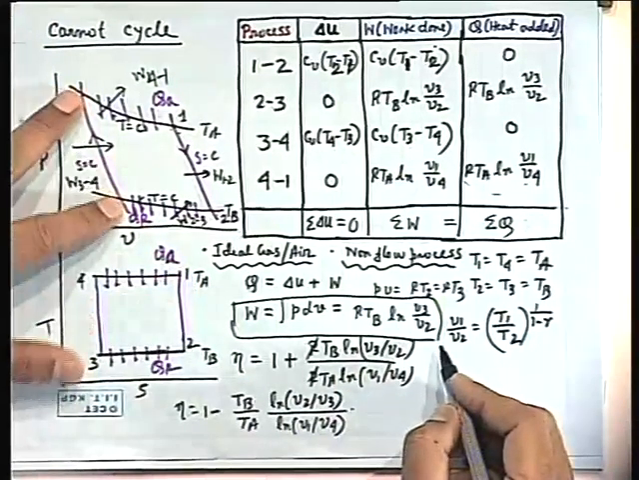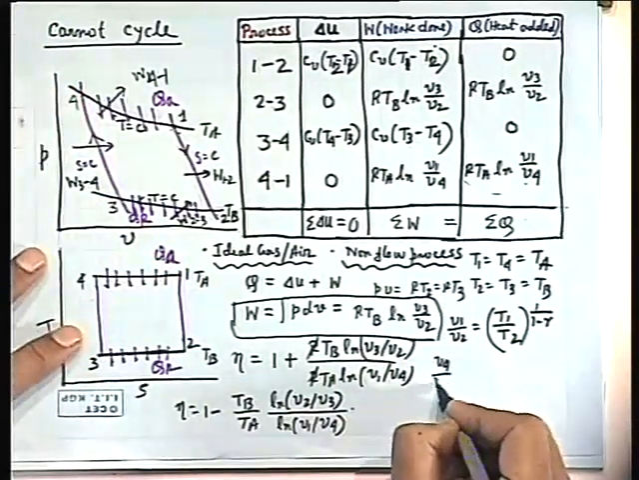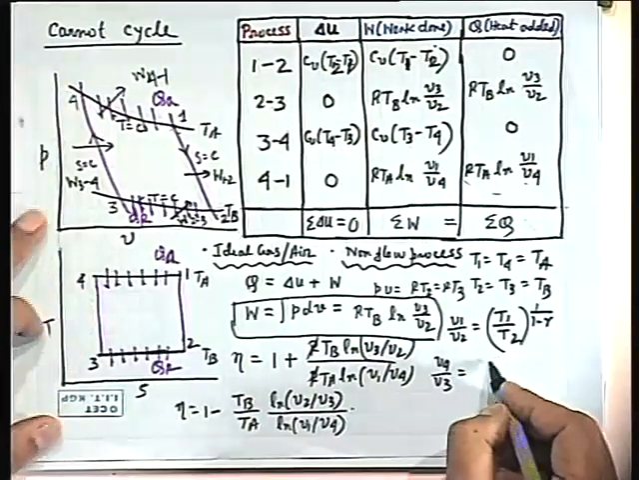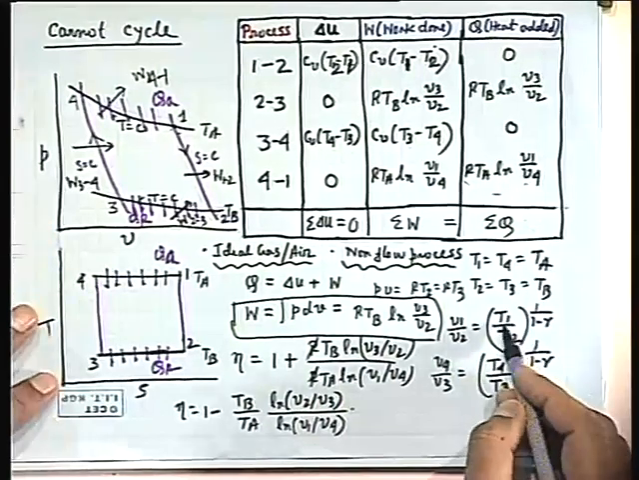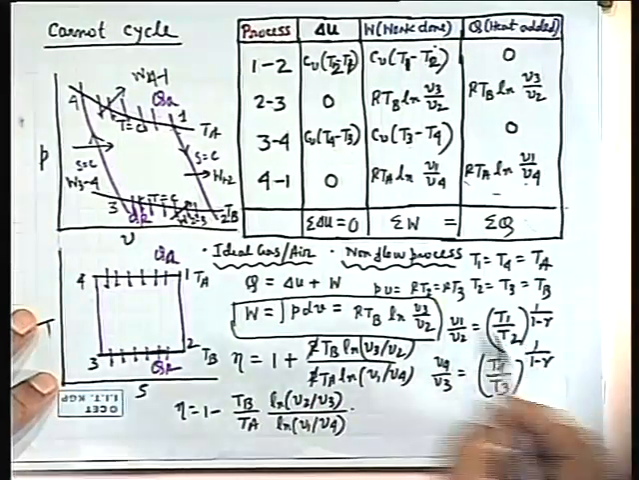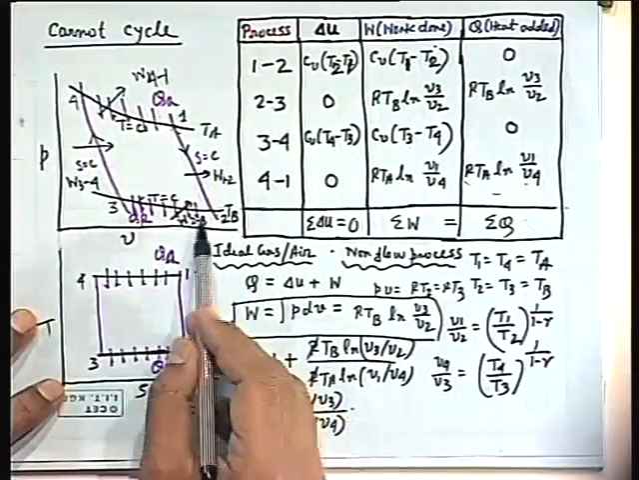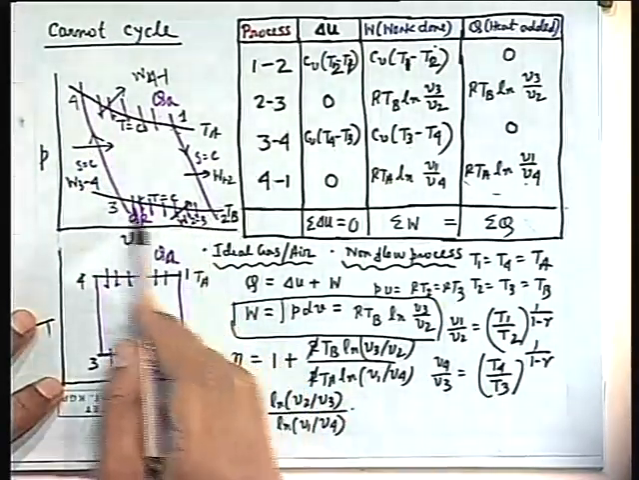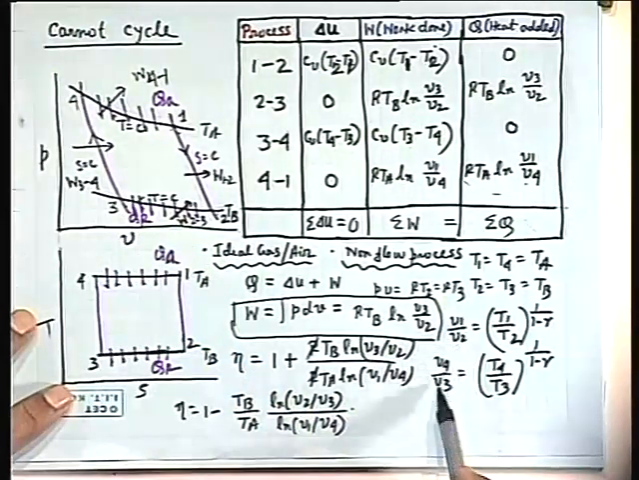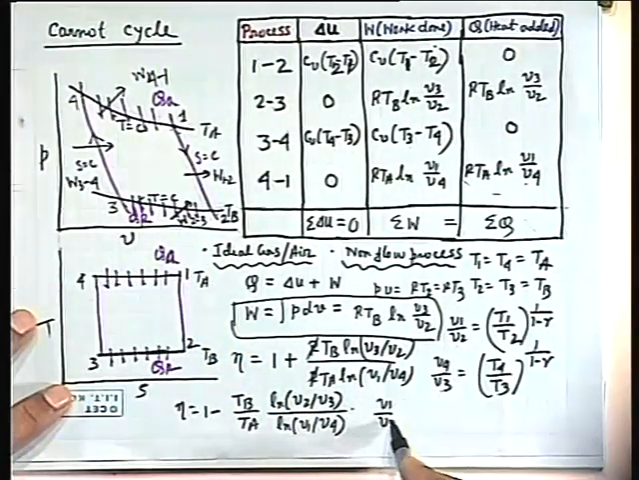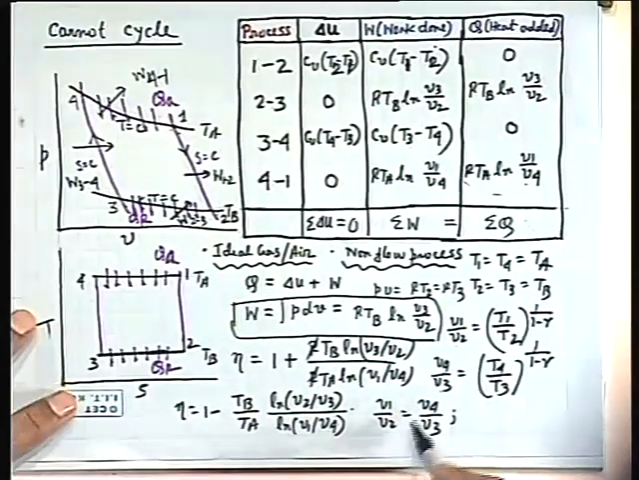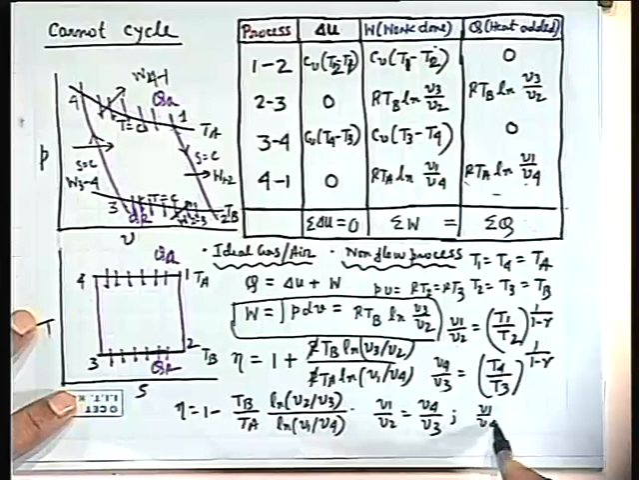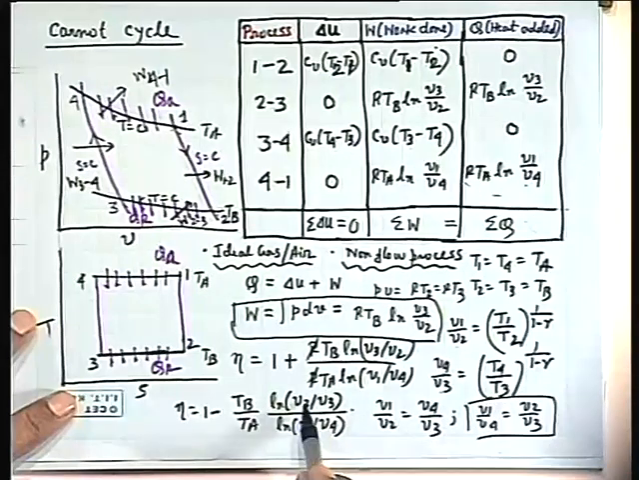Similarly, I can write for this process V4 by V3 is equal to T4 by T3 to the power 1 by 1 minus gamma. Now T1 is equal to T4, this is an isothermal process. Similarly, T2 equals T3, this is an isothermal process. That means V1 by V2 is V4 by V3, which means that V1 by V4 is equal to V2 by V3. That is what I wanted to prove.